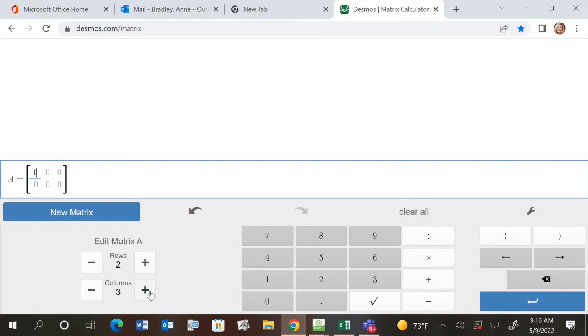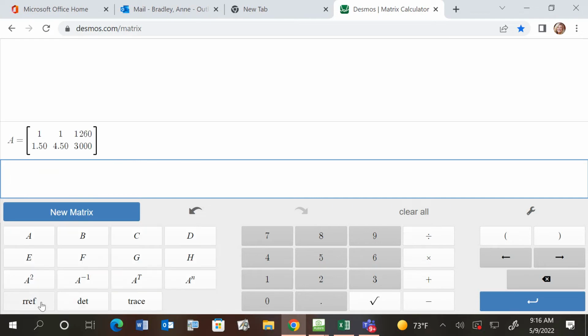So in front of the C was a 1, in front of the A was a 1, and the total attendance was 1,260 people. It was $150 for a child, it was $450 for adult, and in all, they were able to take in $3,000 in tickets. I press enter, and now I do the RREF of matrix, in this case, matrix A.